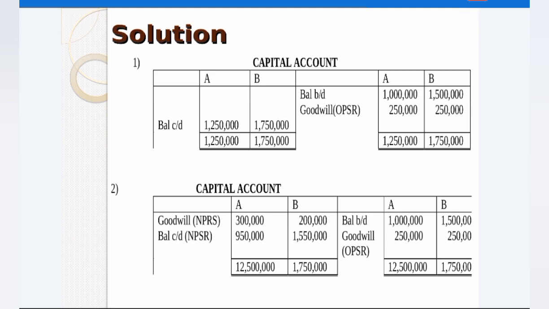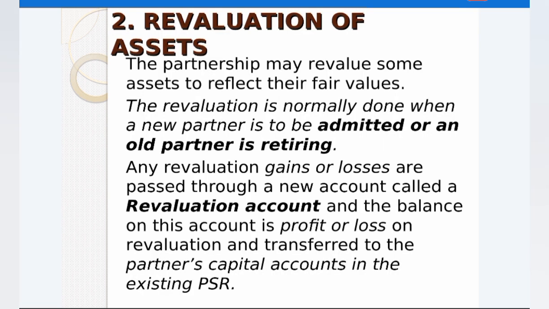Remember, if we have to write off the goodwill, we use the new profit sharing ratio. But when we are introducing the goodwill, we use the old profit sharing ratio. So that is the solution to that. That was number one, dealing with goodwill. Let us go to number two, where we are talking about revaluation of assets and liabilities.